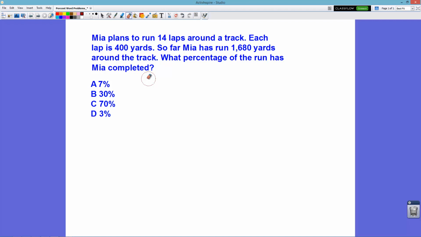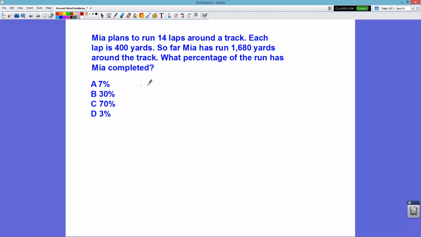Hi, we're going to solve a math problem today, so let's begin by reading the problem. It says Mia plans to run 14 laps around a track. Each lap is 400 yards. So far, Mia has run 1,680 yards around the track. What percentage of the run has Mia completed?